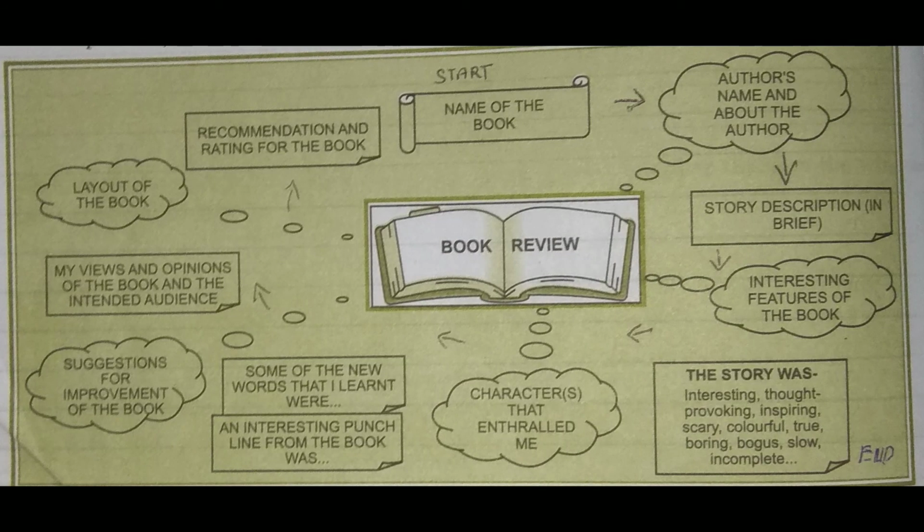Here is the layout of a book review. Go through it. Starting with the name of the book, author, then story description, interesting features of the book, then characters that enthralled me, some of the new words, an interesting punch, suggestions for improvement of the book, my views and opinions, and then the recommendation and rating of the book. So go through this nicely.